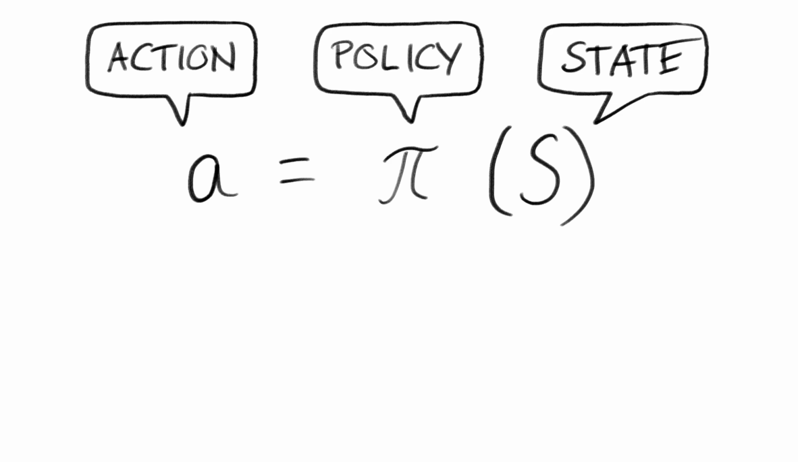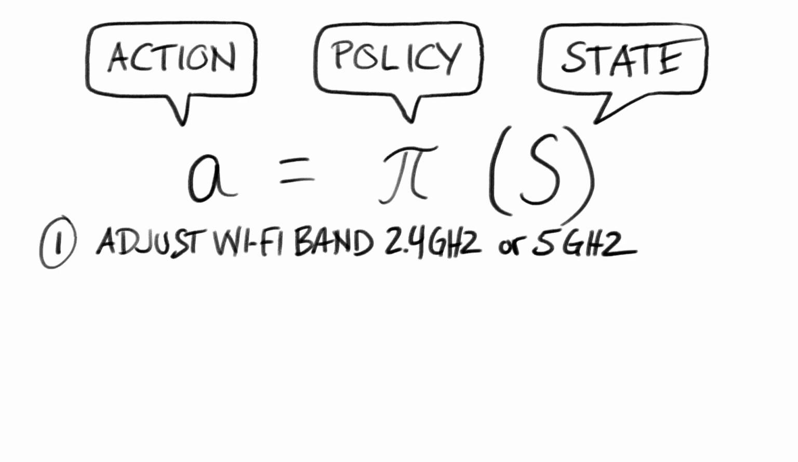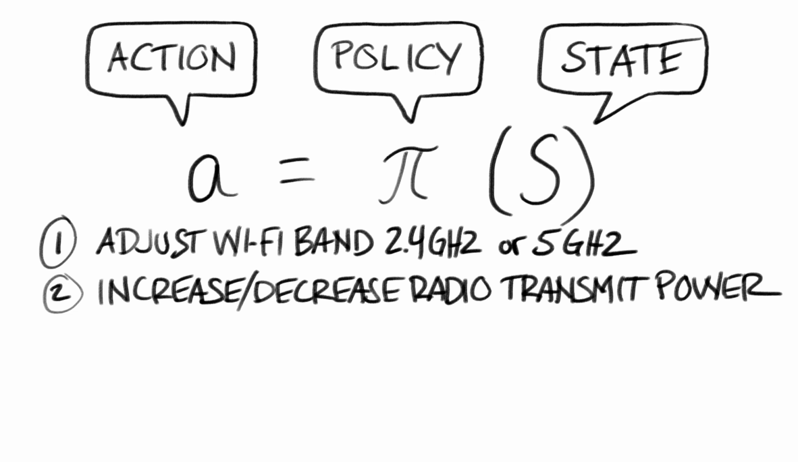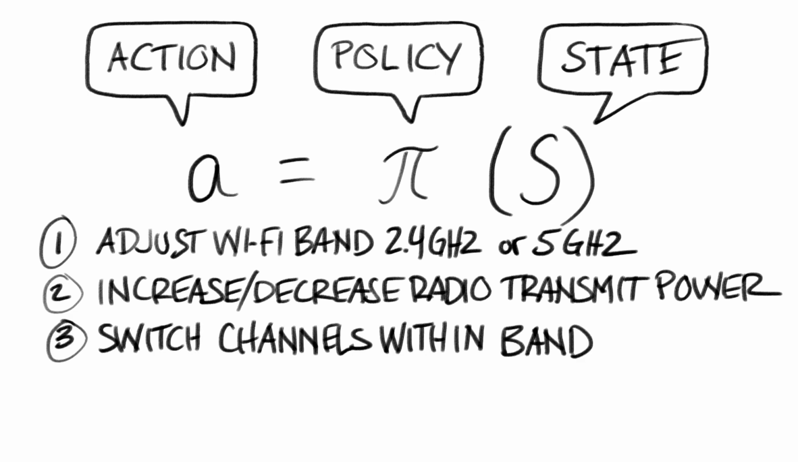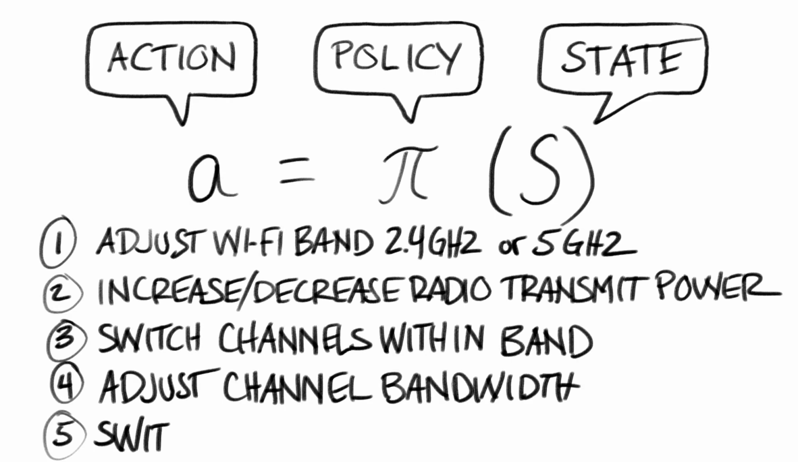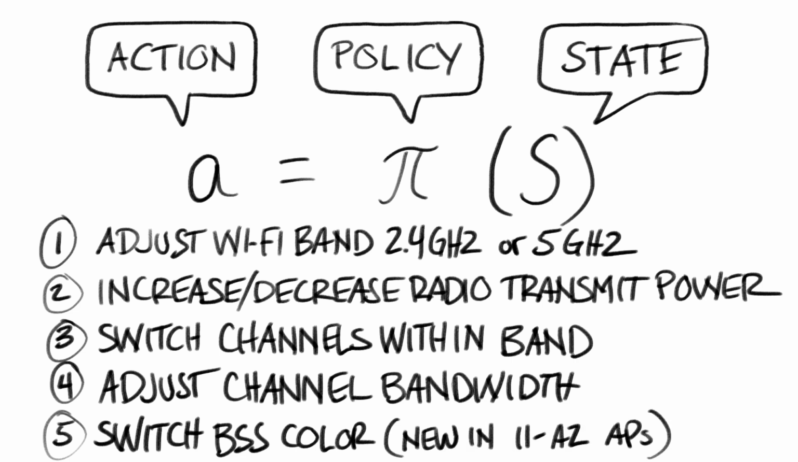A value function can be thought of as an expected return based on the actions taken. The machine can execute 5 different actions to optimize the value function. These are adjusting the band settings between the two wireless bands of 2.4 GHz and 5 GHz, increasing or decreasing the transmit power of the AP's radios, switching to a different channel within the band, adjusting a channel's bandwidth, and switching the BSS color, which is a new knob available to 11ax access points. RRM will select actions with maximum future rewards for a site. Future rewards are evaluated by a value function.